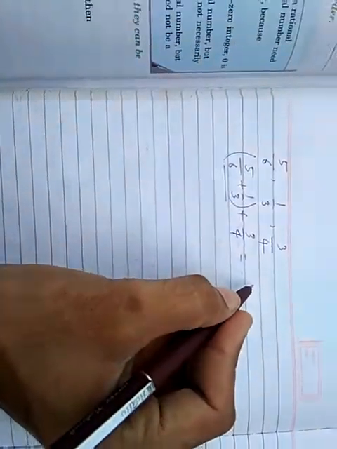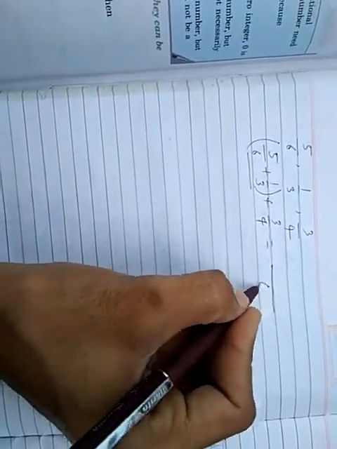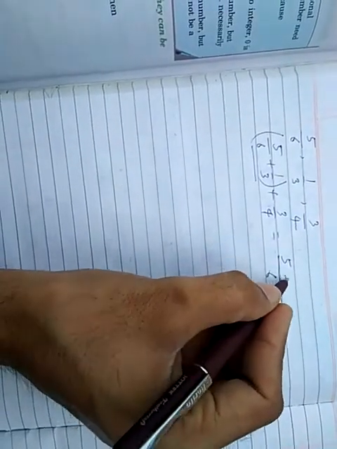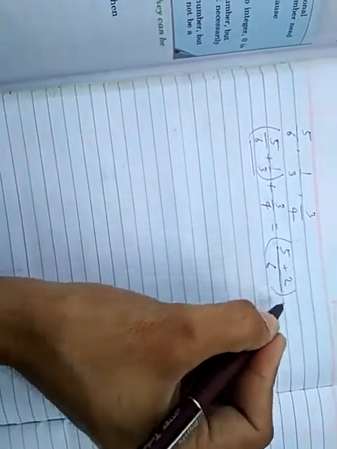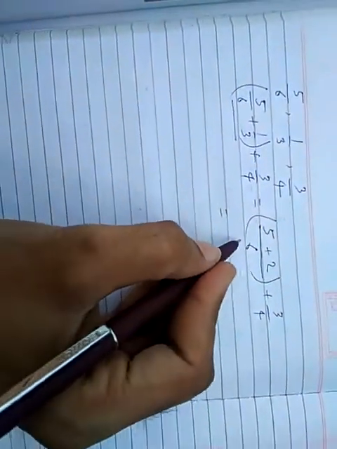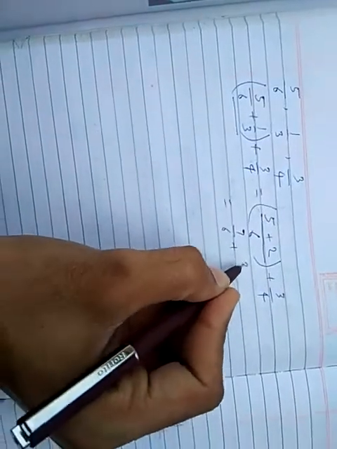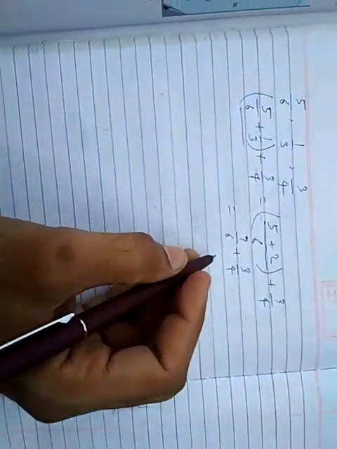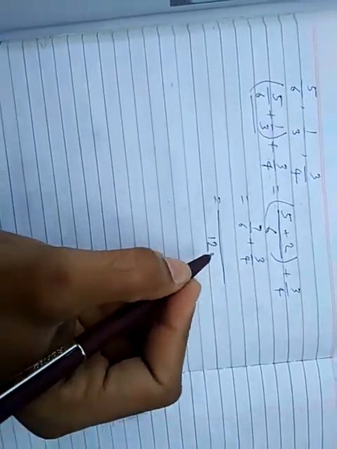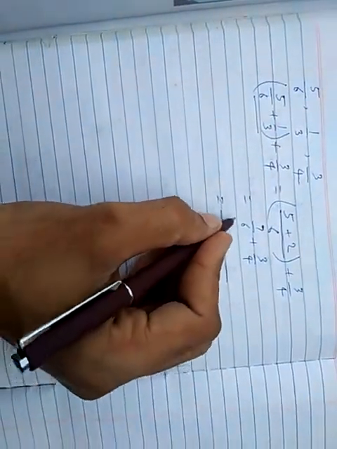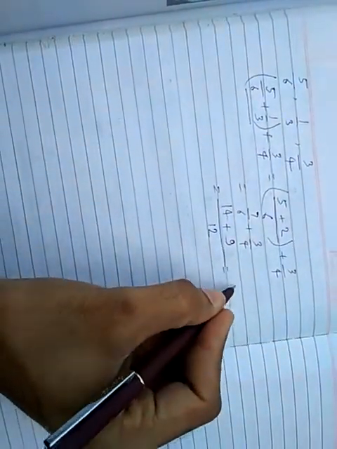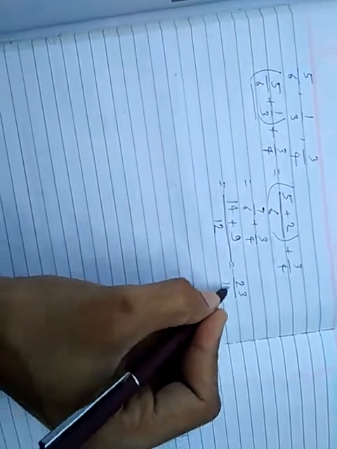that will be, LCM will be 6, 5 times 1 is 5, 3 twos is 6, plus 2, plus 3 upon 4, 7 upon 6 plus 3 upon 4. Now LCM will be 12, here 14 plus 9, 23 upon 12.